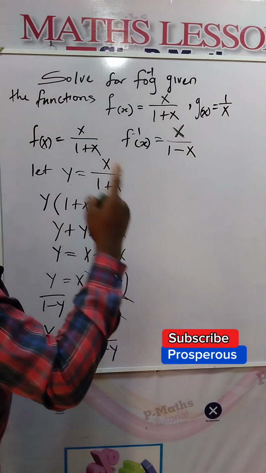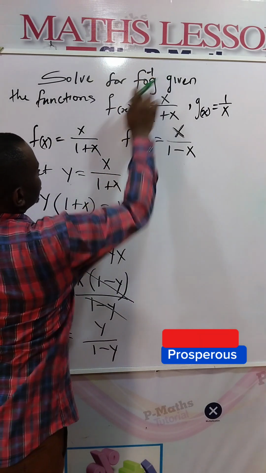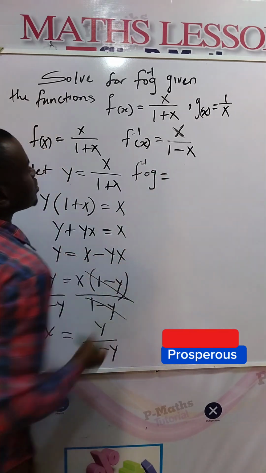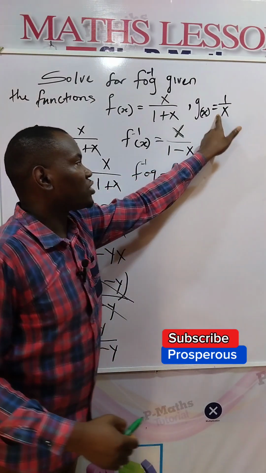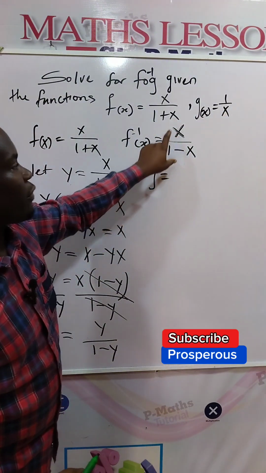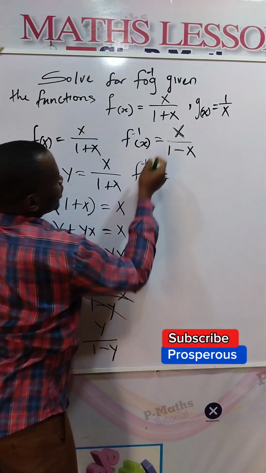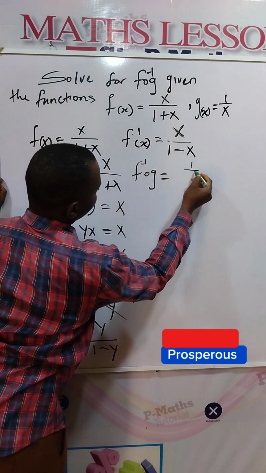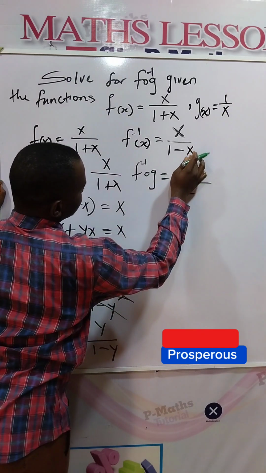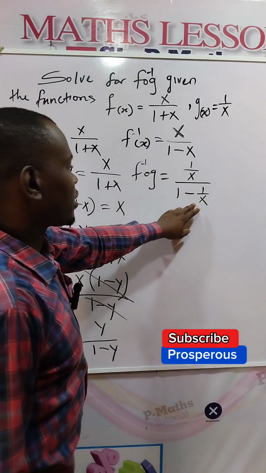All right. The question we want to solve says find the f inverse of g. So f inverse of g becomes substituting the value of g into the inverse function of x. So I'll use this and substitute for x in this place. So anywhere you have x, put 1 over x. So for the numerator, I have 1 over x, over 1 minus, for this x, put the same thing, 1 over x. Then let's simplify.